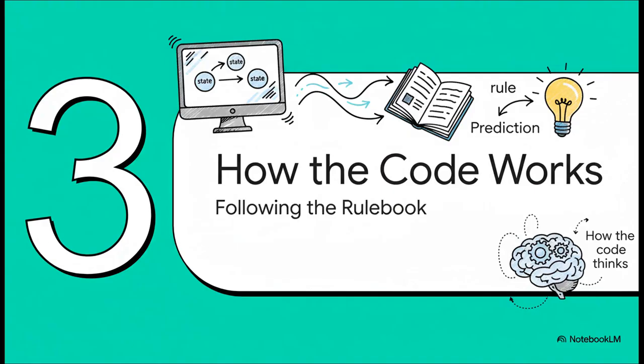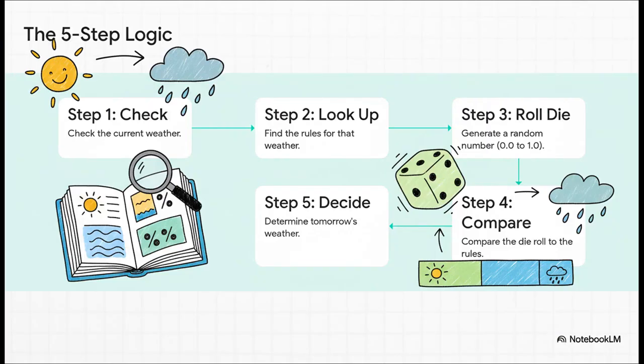All right, so we've got our states, sunny and rainy, and we have our rules, the probabilities. But how does a computer actually use this rulebook to make a prediction? Let's break down how the code thinks. The logic is actually a super simple 5-step process. First, the code just checks today's weather. Let's say it's sunny. Second, it looks up the rules for a sunny day. Remember, 80% chance to stay sunny, 20% to become rainy.